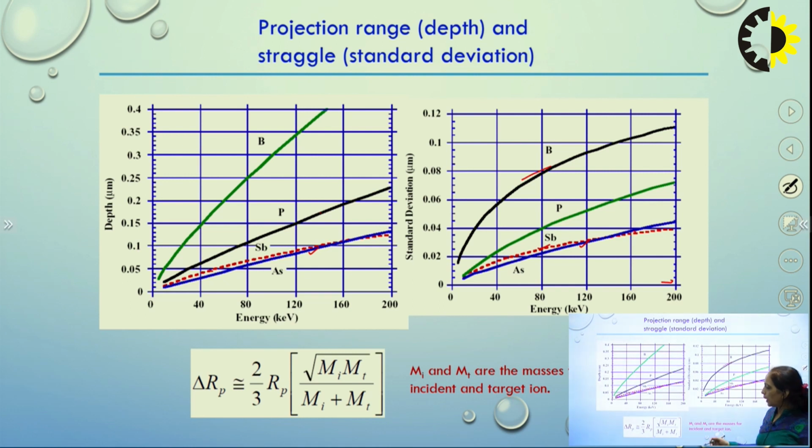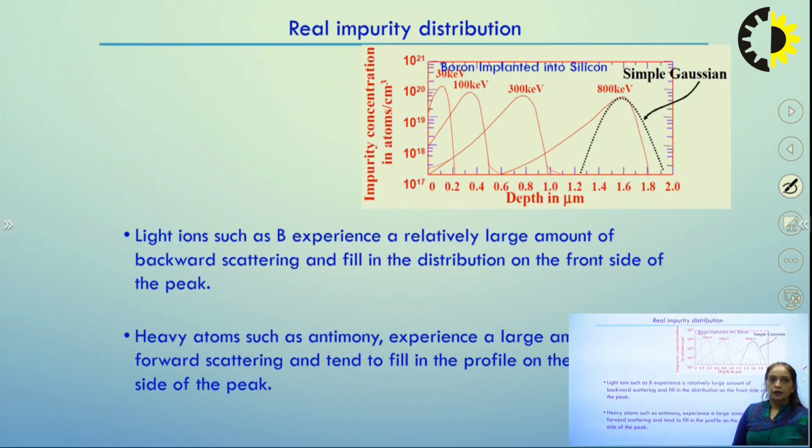It is given by delta Rp. It is 2/3 Rp times the square root of Mi Mt divided by (Mi plus Mt), where Mi and Mt are the masses of the incident and the target ions. Then we have this graph for boron. Boron is a very light material.